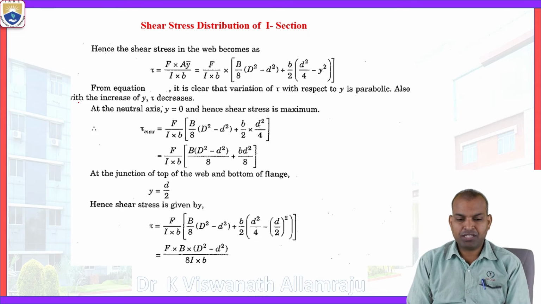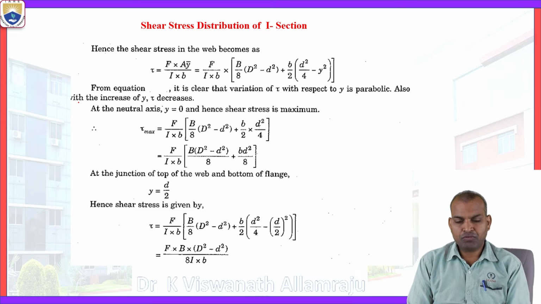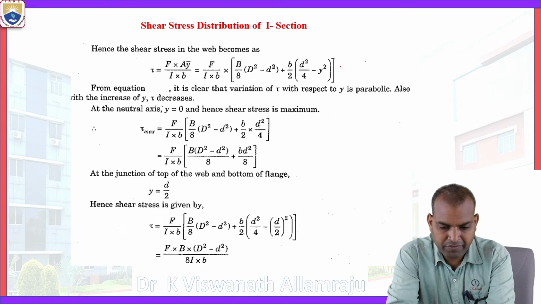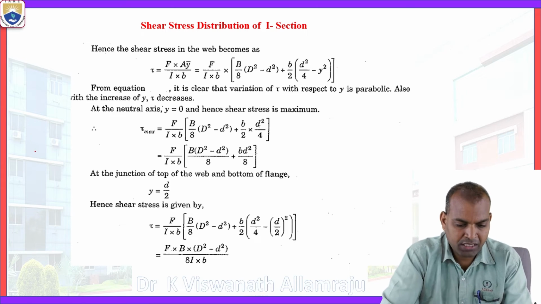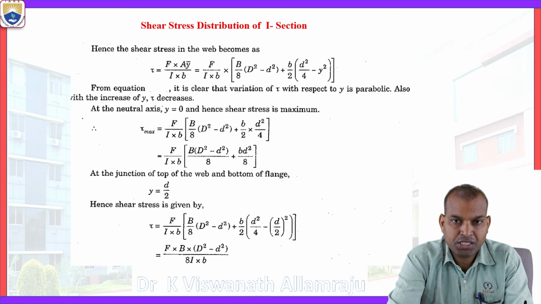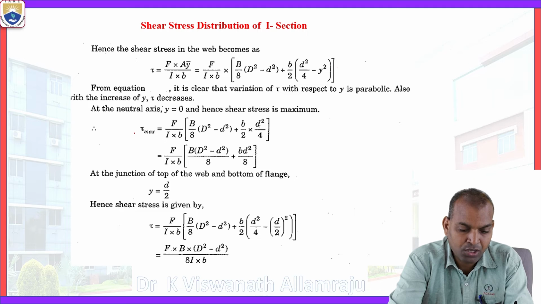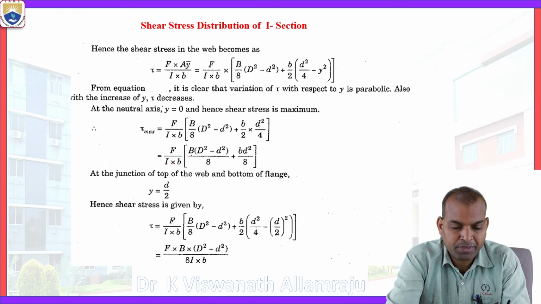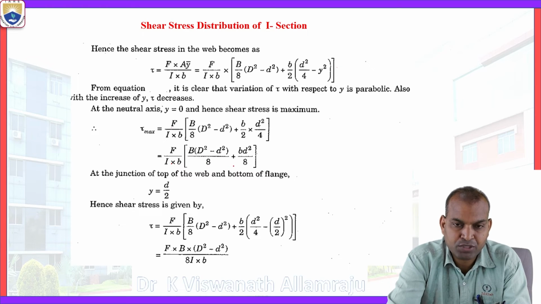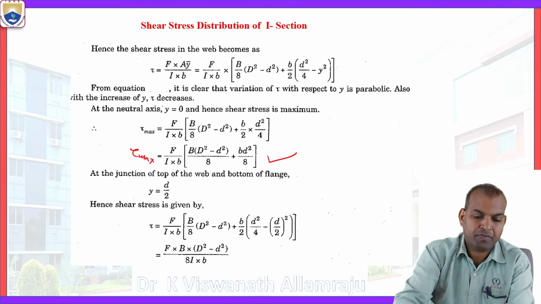Now, at the neutral axis, what is the value of y? The value of y at the neutral axis is 0. Substitute y equal to 0 in that equation, then the maximum shear stress is observed. That value, that equation, is F by I b times B, capital B times capital D square minus small d square by 8 plus b d square by 8. This is the tau maximum.